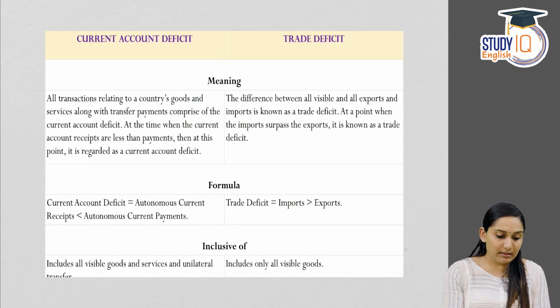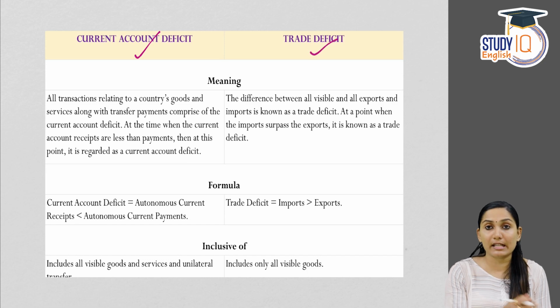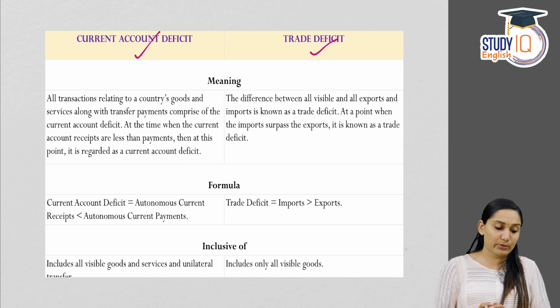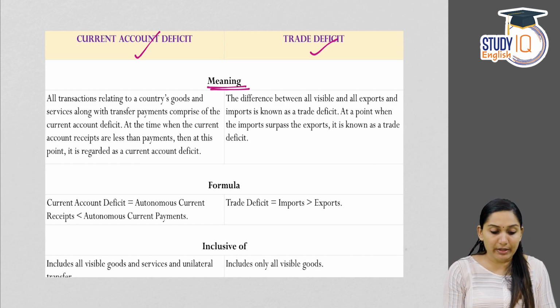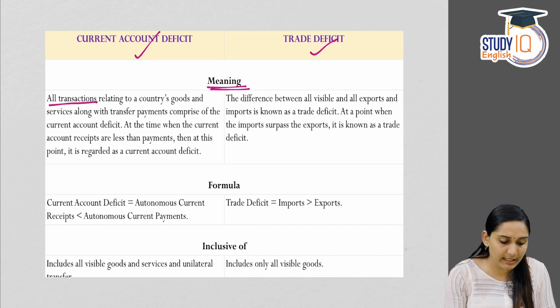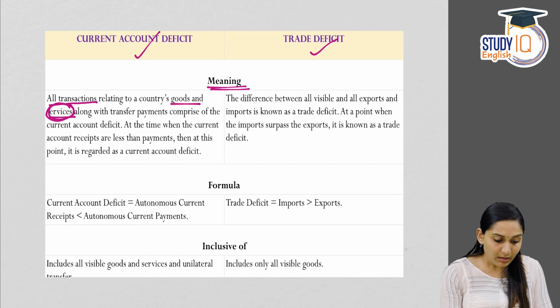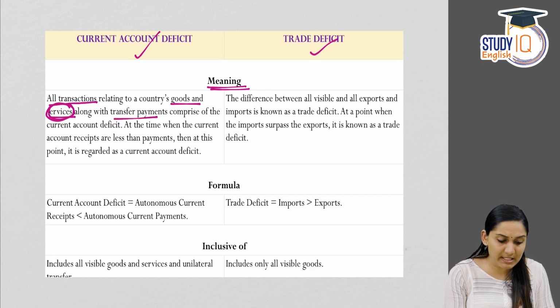Now, let's see the difference between current account deficit and trade deficit in a comparison, which will be easier for you to understand. First, we come to the meaning of current account deficit and trade deficit. Current account deficit: all transactions relating to a country's goods and services. See, here services are also included, along with transfer payments, which comprise the current account deficit.